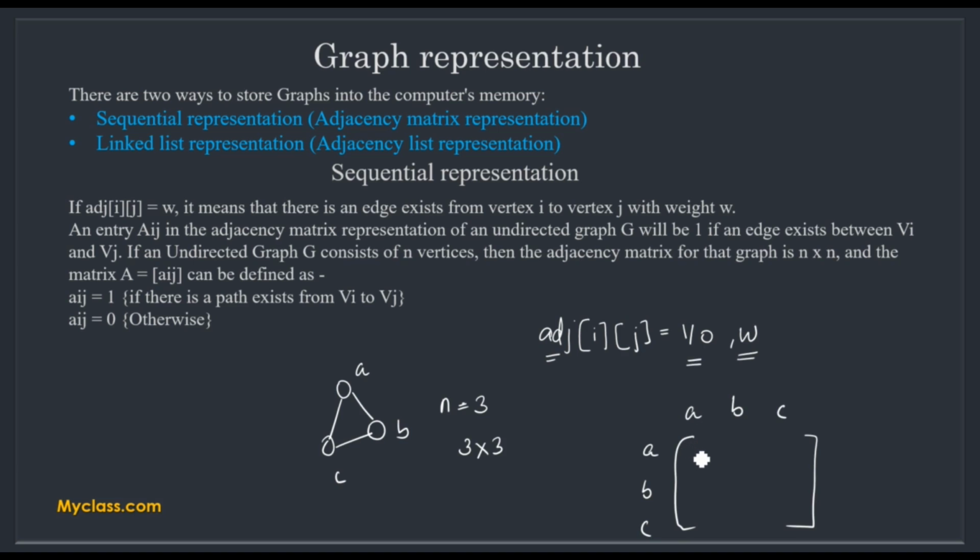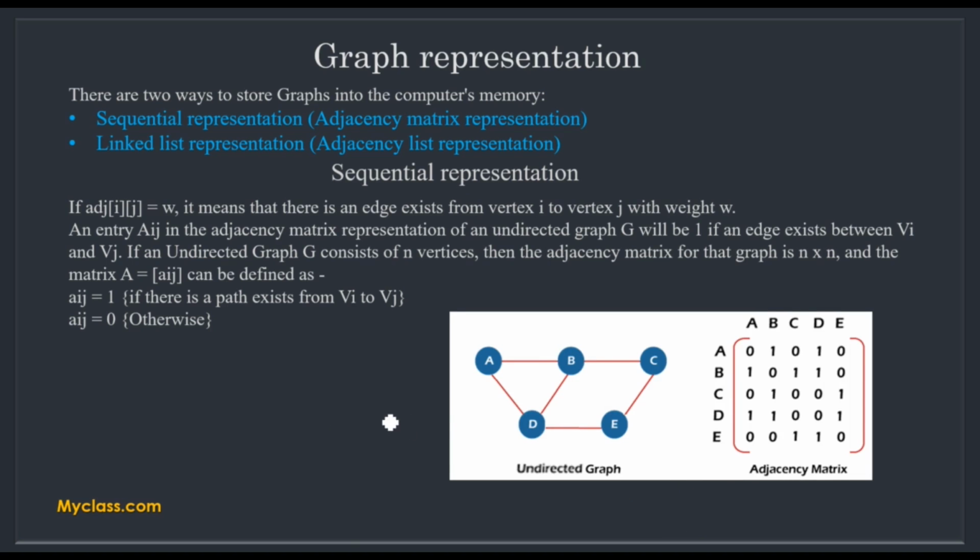If there is an edge from A to A, it is 1. Here no. A to B there is an edge. A to C there is an edge. B to A also there is an edge. B to B there is no edge. B to C there is an edge. C to A there is an edge. C to B there is an edge. C to C no edge. So this is the matrix representation of our graph. A[i][j] equals 1 if a path exists from Vi to Vj, otherwise it is 0. That is the concept of the adjacency matrix representation.